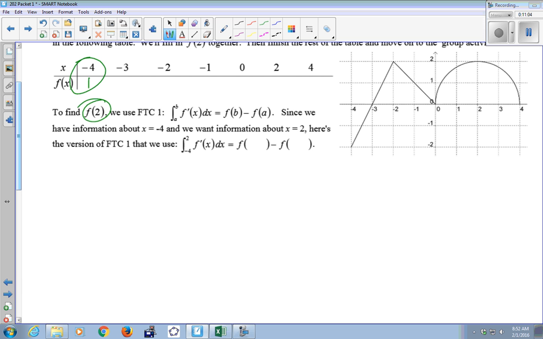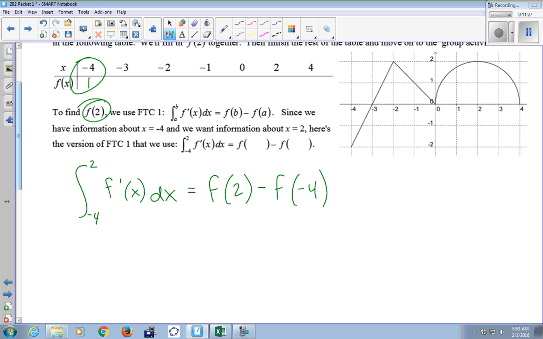So I'm going to use -4 and 2 as my 2 important x values. And the fundamental theorem says that if I integrate from -4 to 2, the 2 x values, one I know and one I'm interested in, integrate the derivative from -4 to 2, that should equal f of 2 minus f of -4. That's what the fundamental theorem of calculus part 1 says.